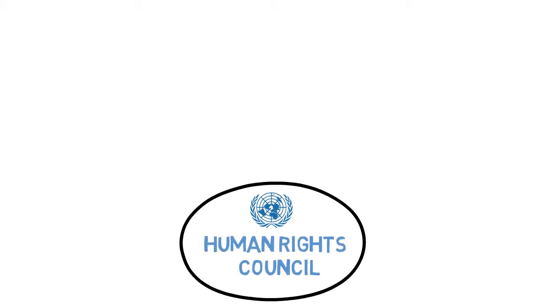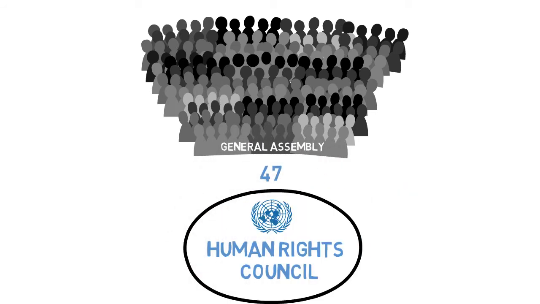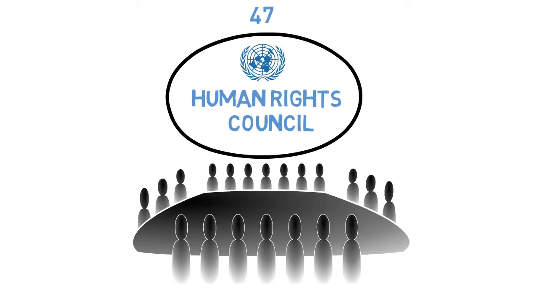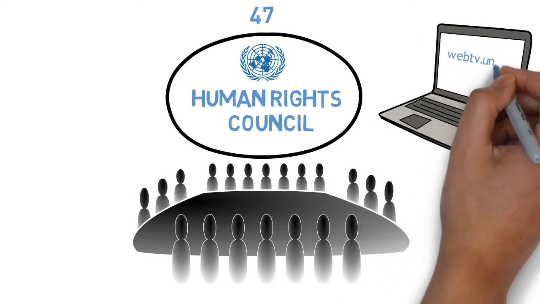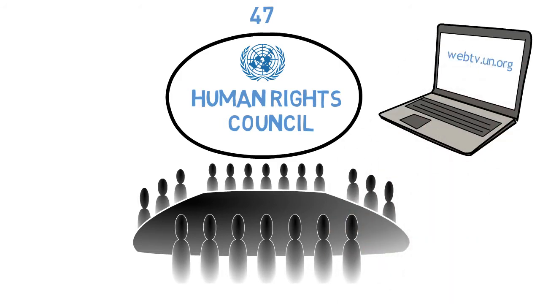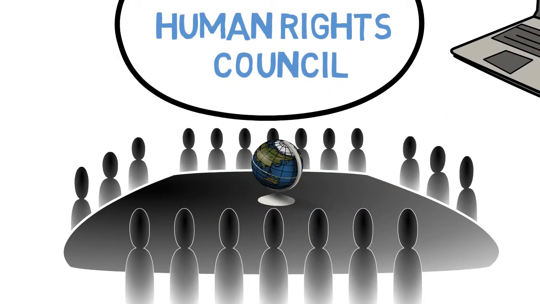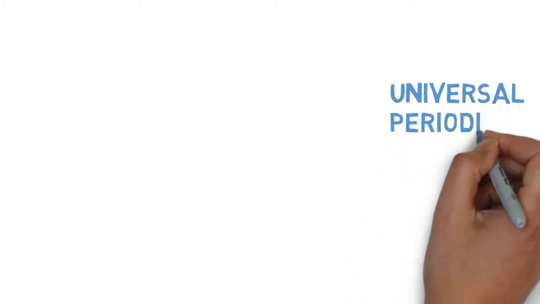The UPR takes place in the United Nations Human Rights Council. The Council has been set up by the United Nations General Assembly, which elects 47 countries to sit on the Council. The Council meets 3 times a year in Geneva, and you can watch the Council's sessions via the web on UN TV. The Human Rights Council's task is to strengthen and promote all human rights in all countries and to address human rights violations. The Universal Periodic Review is a good example of this.